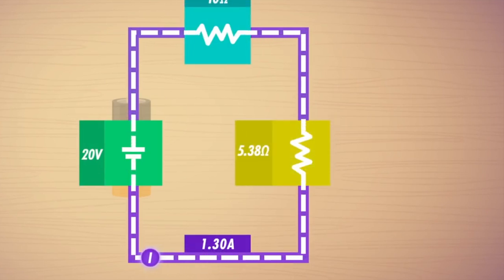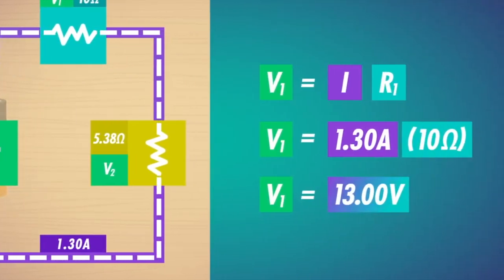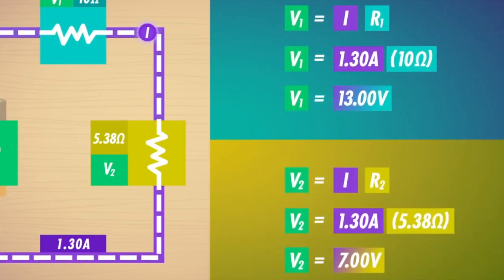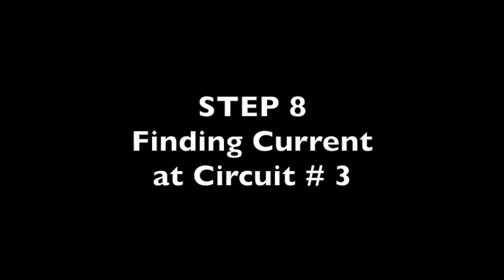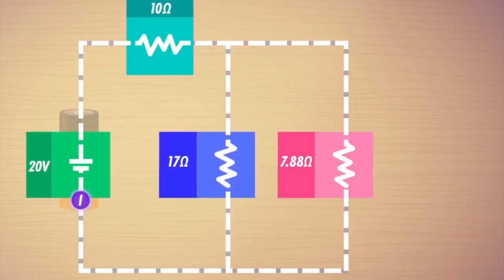Now here you see that the current is the same, 1.30 amps in the entire circuit, but the voltage drop is: voltage 1 is 13 volts and voltage 2 would be 7. 13 plus 7 is 20. Total voltage 20. Now let's go back to circuit number 3.